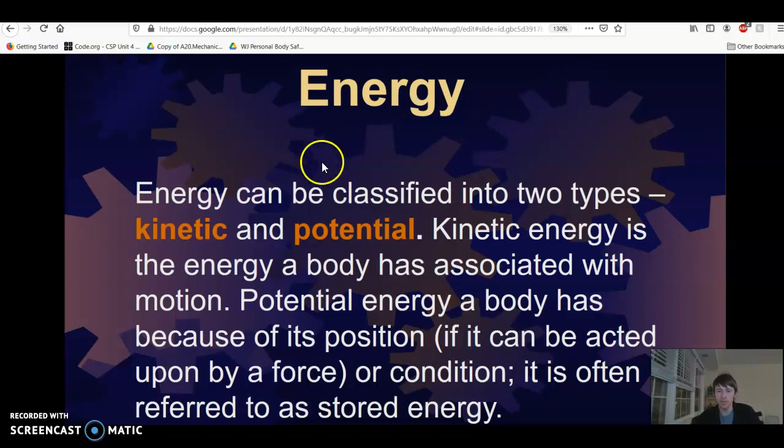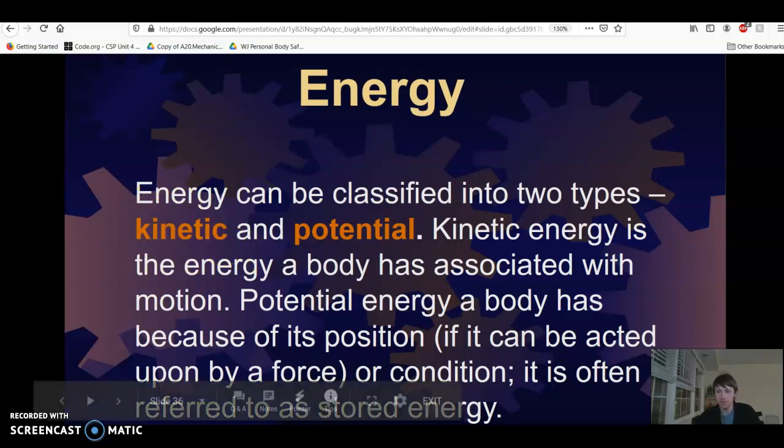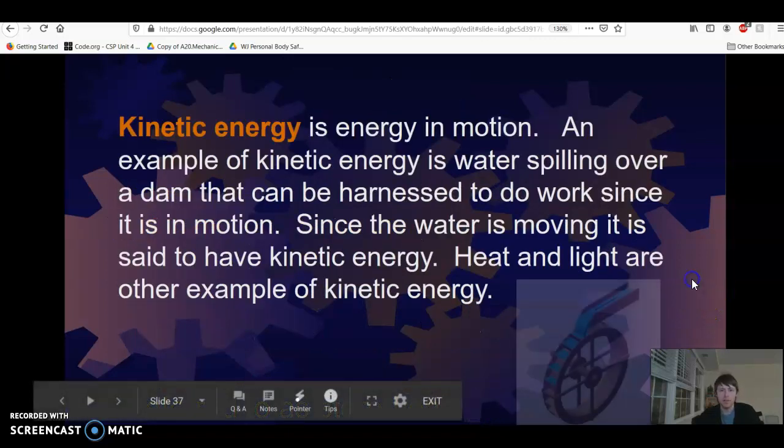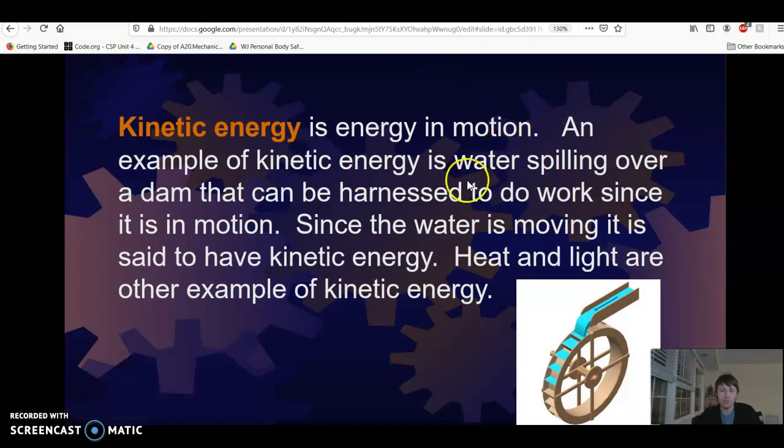Kinetic energy is something that's moving. Could be you moving, could be something very ethereal, like a photon moving, right? That would be an example of radiant energy, but it's kinetic. All right, so any kind of motion, water moving, heat and light moving, all of those things are kinetic energy.